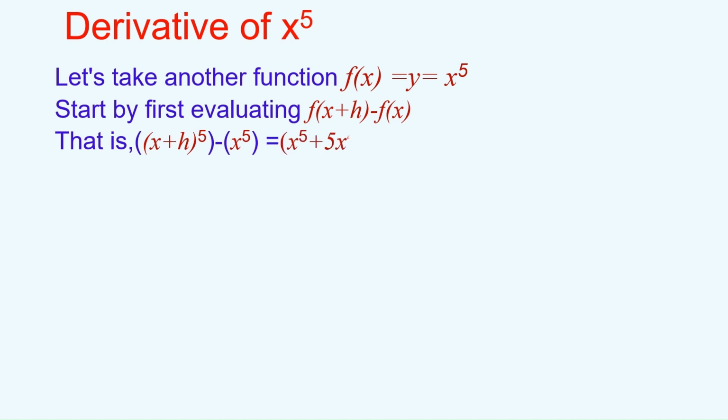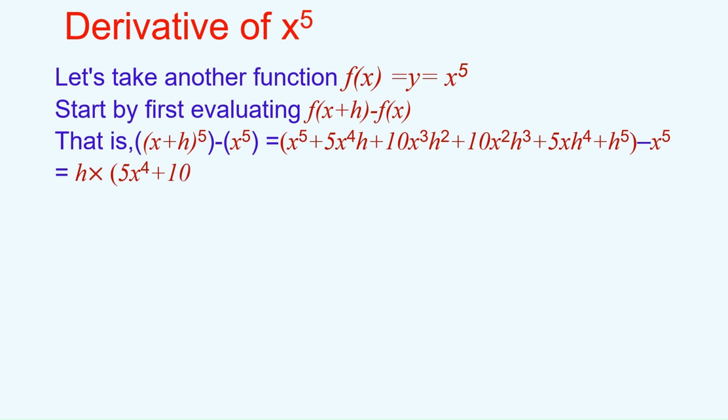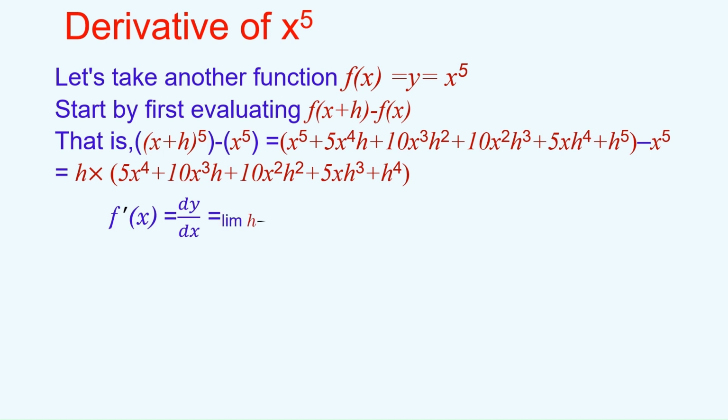minus x to the power of 5 equals x to the power of 5 plus 5x to the power of 4 h plus 10x cubed times h squared plus 10x squared times h cubed plus 5x times h to the power of 4 plus h to the power of 5 minus x to the power of 5 equals h times (5x to the power of 4 plus 10x cubed times h plus 10x squared times h squared plus 5x times h cubed plus h to the power of 4).